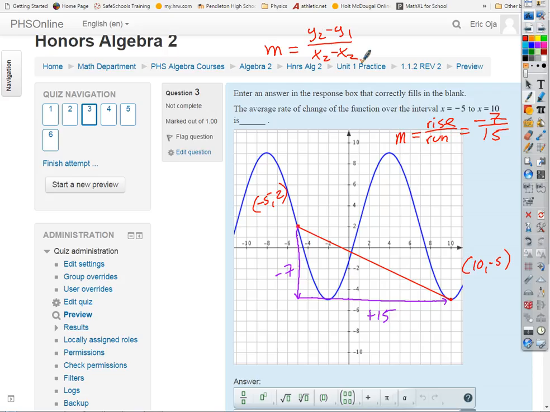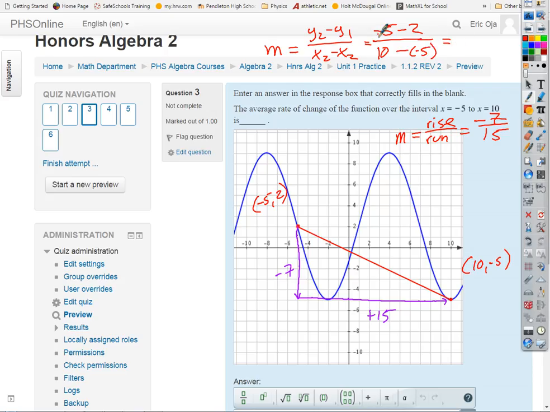There's our slope formula. Change in y is rise, change in x is run. And so that would give me y2, which is -5, minus y1, which is -2 or +2, over x2, the second point's x value, which is 10, minus the x value of the first point, which is -5.